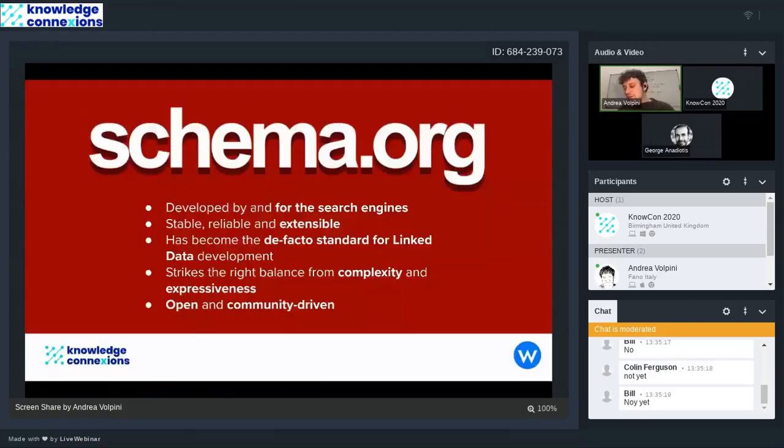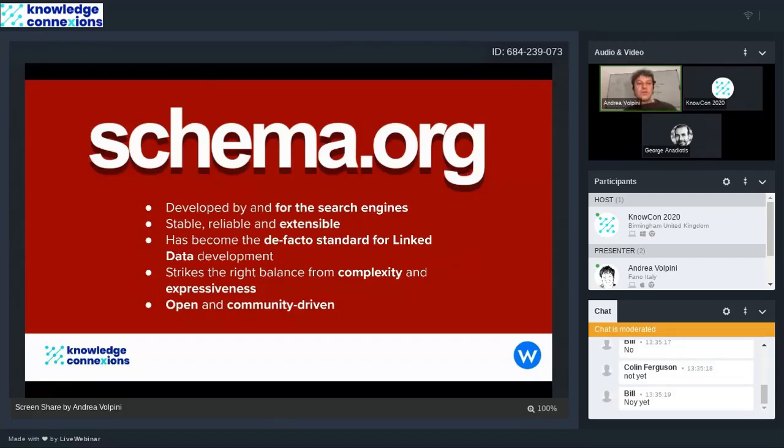Okay. And we do this using a linked data vocabulary that is called schema.org. As you might know, linked data allows us to freely use any type of vocabulary, but we focus on schema because schema is the vocabulary that has been created by the search engines for understanding the content on the web. So it's been developed by and for the search engines. It's super extensible, continuously growing, and it's become the de facto standard for linked data.